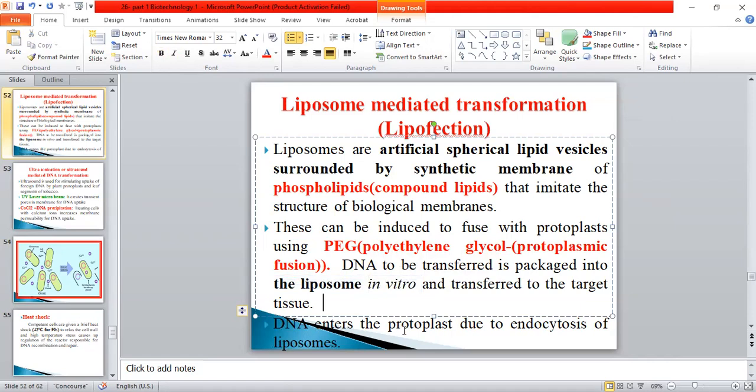And the DNA enters the protoplast due to the endocytosis of the liposomes. What is the meaning of this one? Endocytosis means it enters inside. Endocytosis, it easily enters inside.